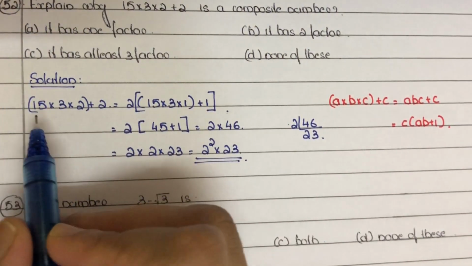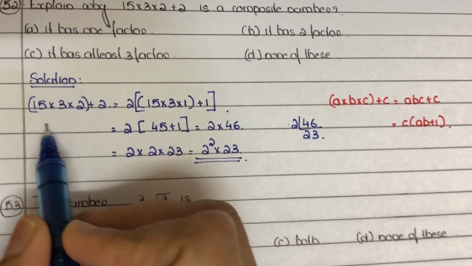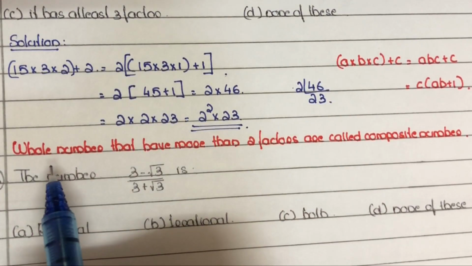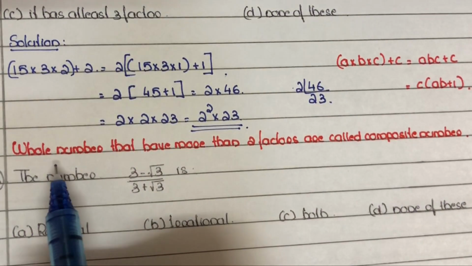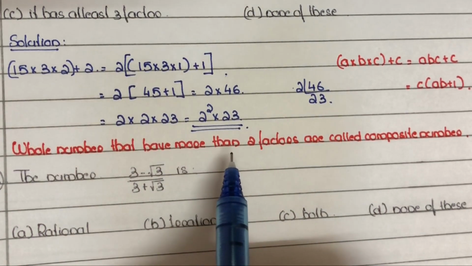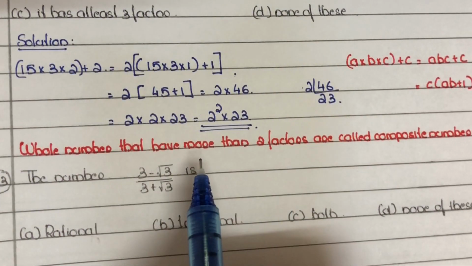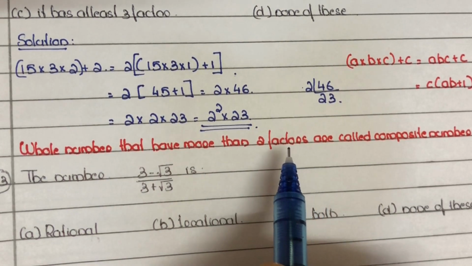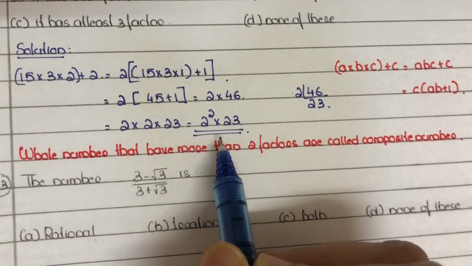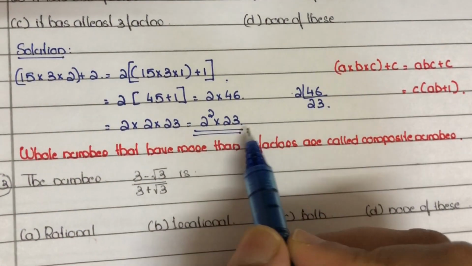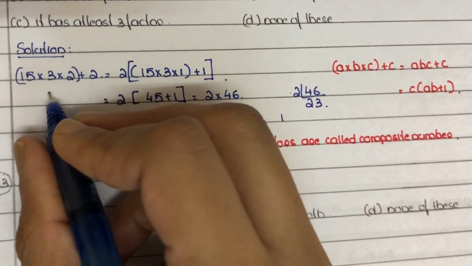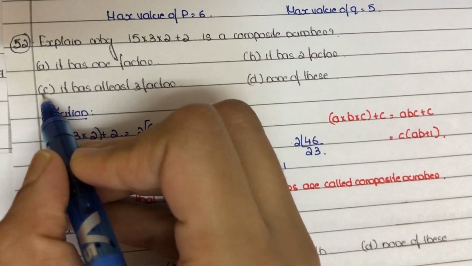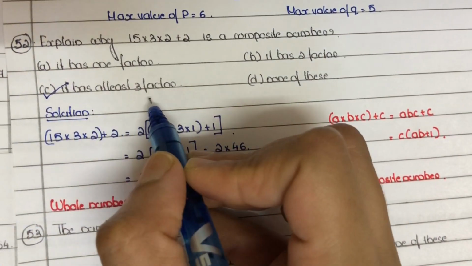So here we can say that other than 1 and the number itself, the factors are 2 and 23. And we know that by definition, a composite number is a whole number that has more than 2 factors. That means it should have at least 3 factors, right? So here, how many factors? 1 and the number itself, then 2 and 23, so 4 factors. So here the option is C. It has at least 3 factors.